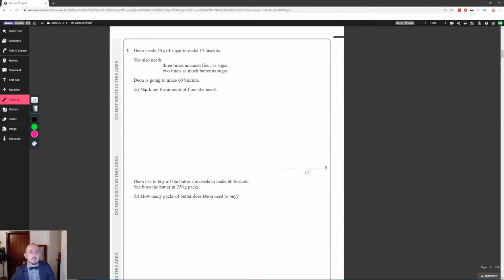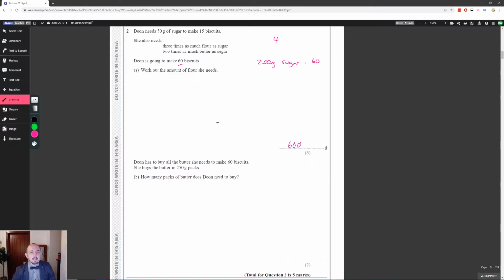For question 2, we have some ratios here. 50 grams of sugar is going to make 15 biscuits, but we need 60 biscuits. So we're looking at how many 15s go into 60. That will be 4 lots. So that means the amount of flour that we need is going to be 3 times as much as the sugar. Okay, so 4 lots of 50 is going to give me 200 grams of sugar. That is for 60 biscuits. And the amount of flour that you need is 3 times that, so it's going to be 600 grams.